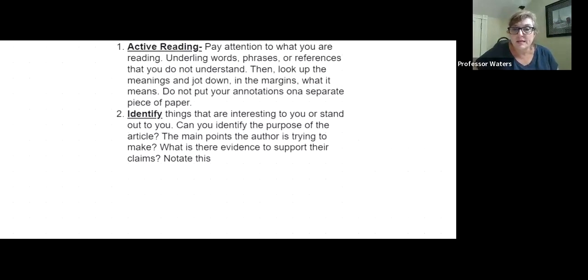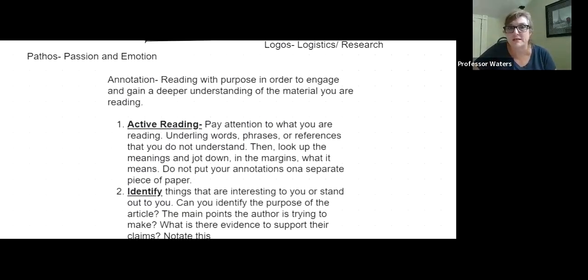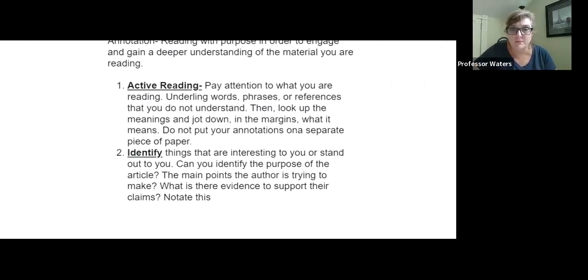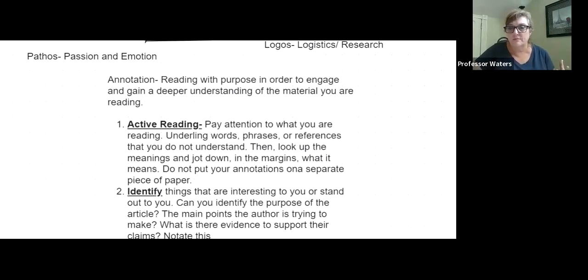Notate everything. If you have questions, if something's important, that's very important when you are annotating, you're actively reading. Mark it up. What do you have to say about it? Okay. All right. So that really concludes the notes that we did.